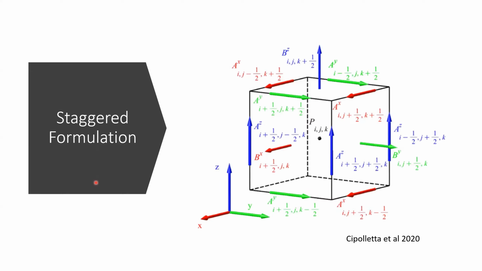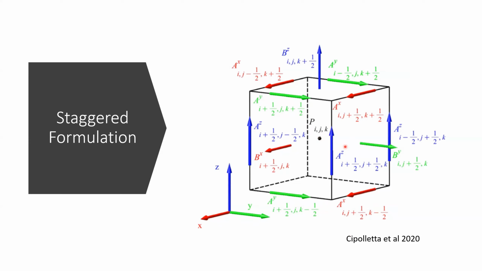A staggered formulation means that the vector potential is not stored in the same points where the other quantities are stored. In this diagram that you can find in the Cipolletta paper, 2020, the hydro variables, for example the rest mass density, the velocity, the pressure, are all stored at the center of your numerical cell, this point i, j, k. The vector potential instead is stored on the edges of the cell. For example, Az is stored on these edges of your box.